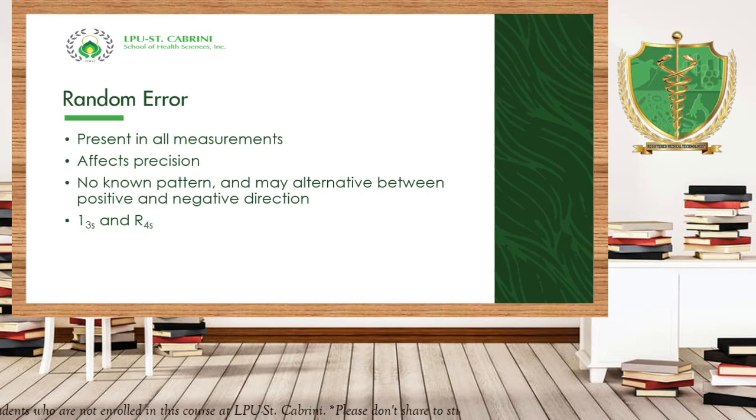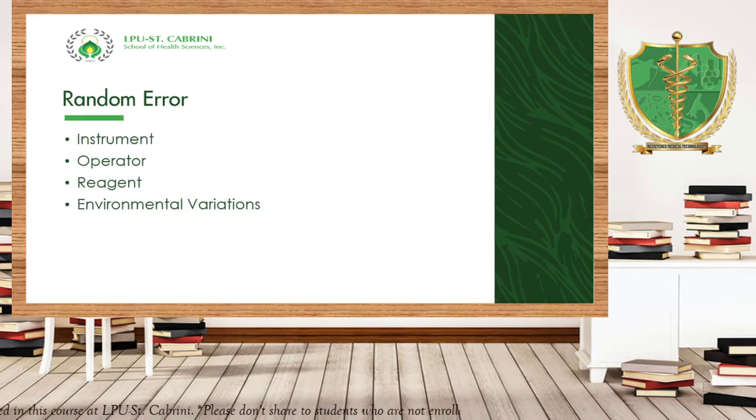Okay? 1-3s and R-4s detect our random error. Random error includes the instrument problem, operator, reagents, and environmental variations in the laboratory. Usually, ang pinakamaarting machine sa lahat ng machine in the clinical laboratory section is yung machine ng clinical chemistry. Siya po dapat ay nalalamigan, hindi naiinitan, at hindi po hinihinaan ang aircon sa clinical chemistry section.